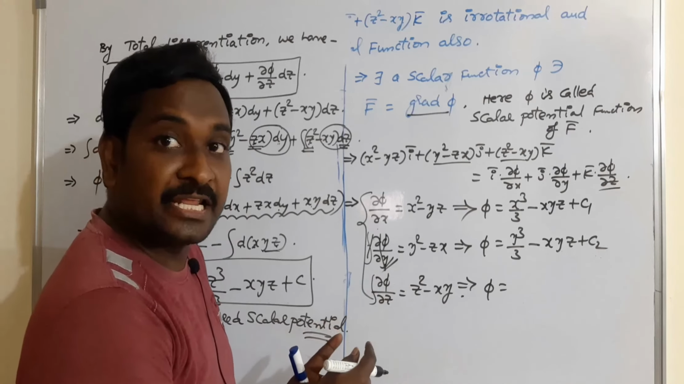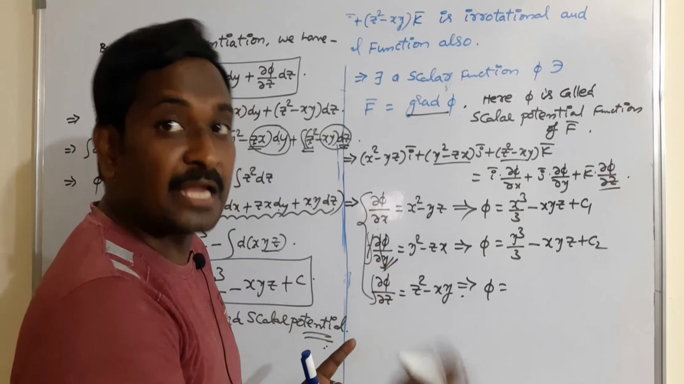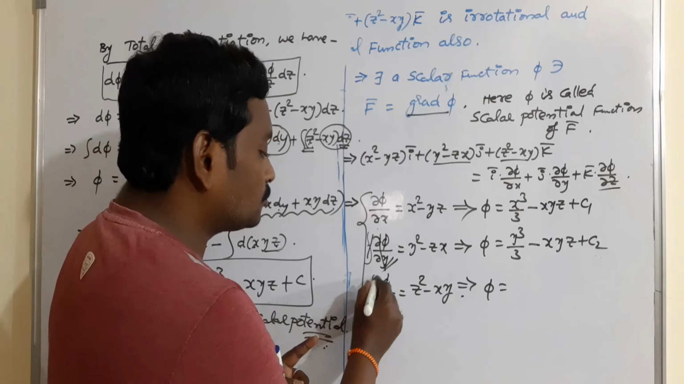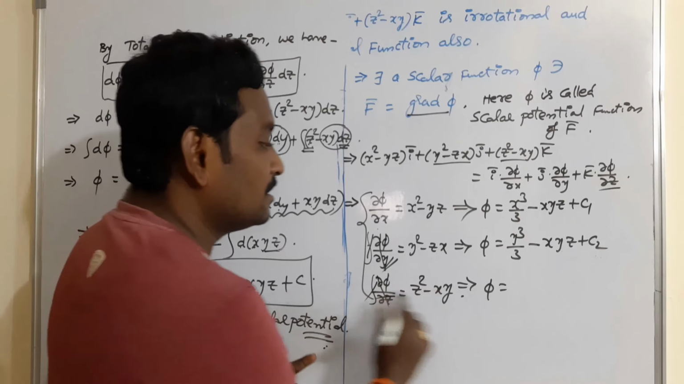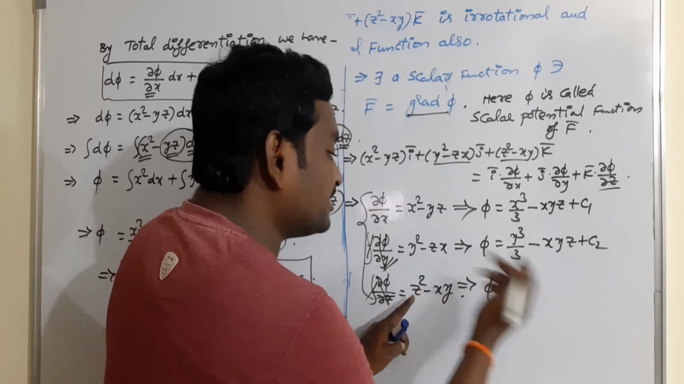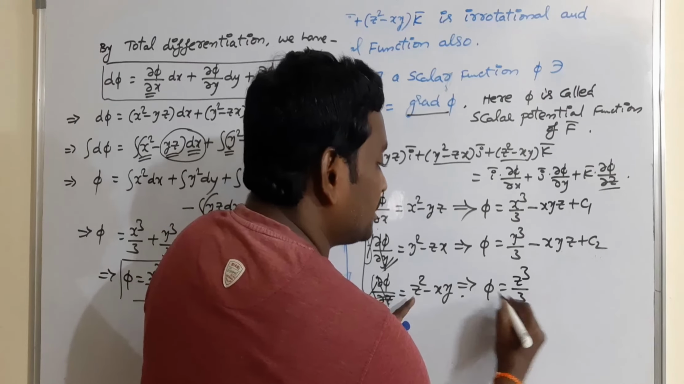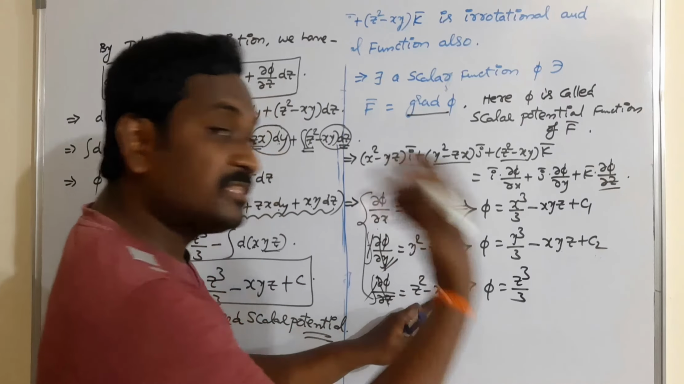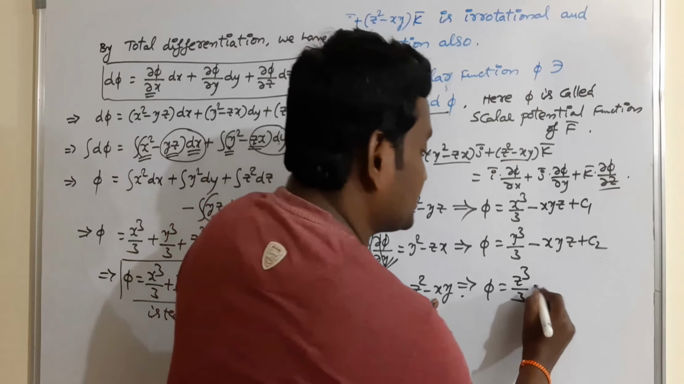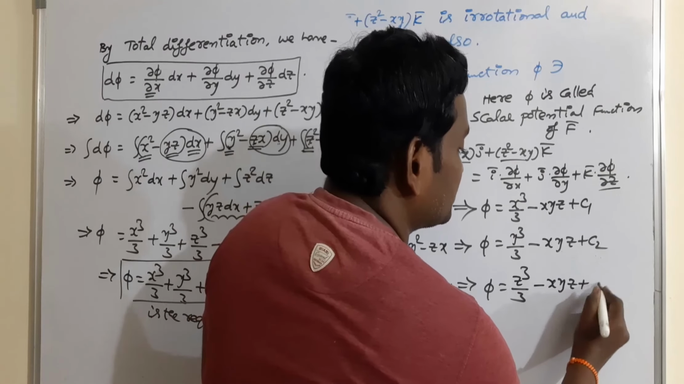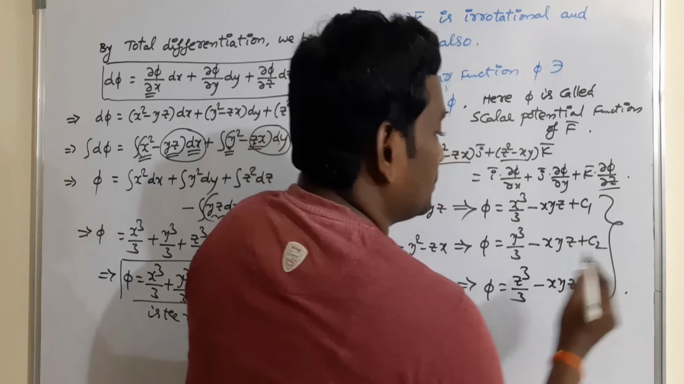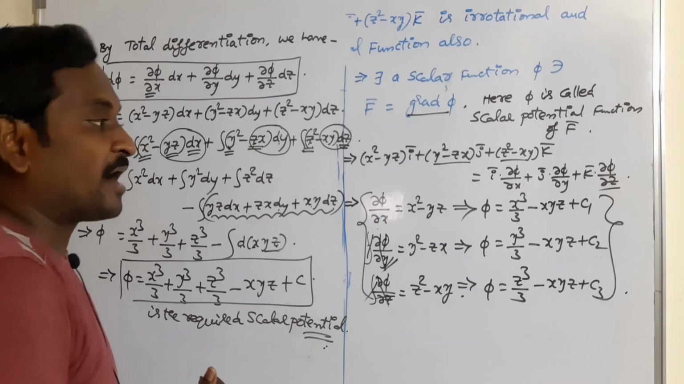And for phi, take the integration with respect to z on both sides, taking partial integration, integration partially with respect to z only. So dou by dou z and integration get cancelled, you will get the phi value. Integration of z square dz is z cube by 3 and integration of xy with respect to dz is xyz plus c3. See, these are all three values of phi.